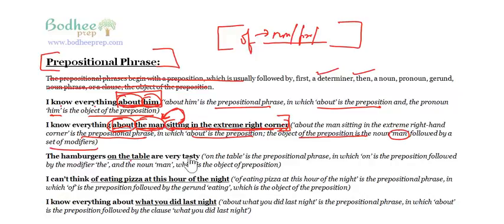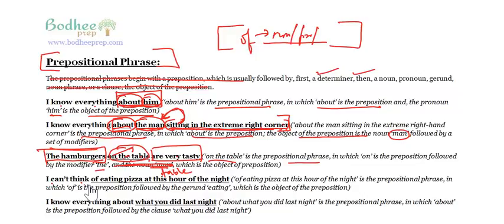The hamburgers on the table are very tasty. So the hamburgers are very tasty. This is basically the main idea, right? What kind of hamburgers? The ones that were on the table and not in the kitchen, right? On the table is the prepositional phrase in which on is the preposition followed by the modifier the and the noun table, which is the object of the preposition, right? So on is the preposition and the table is basically the object of the preposition, right? So on the table is the prepositional phrase.